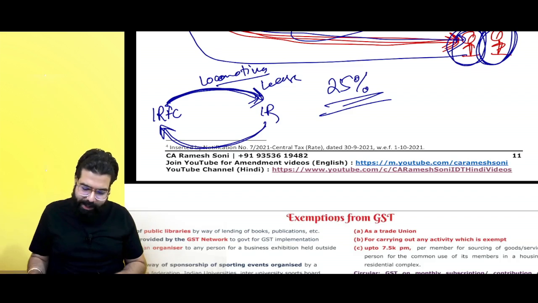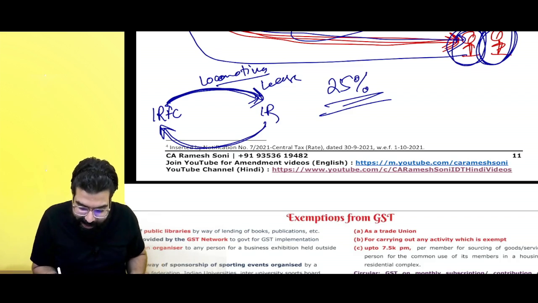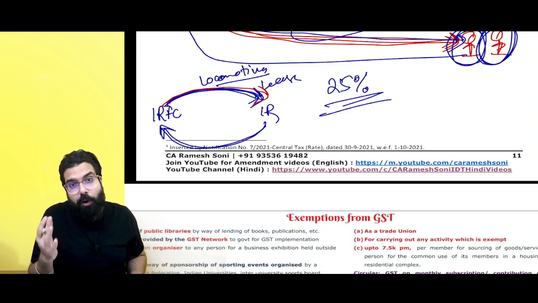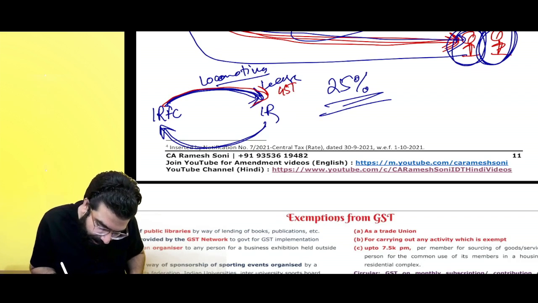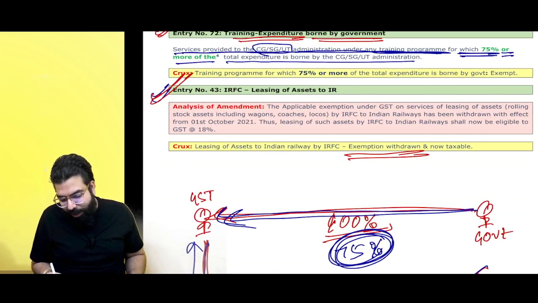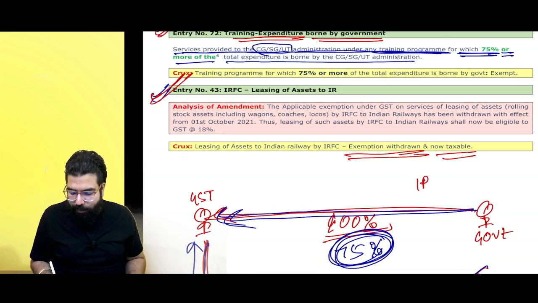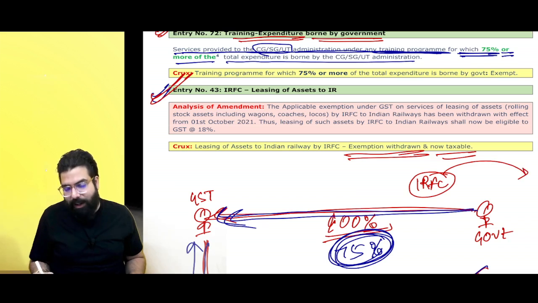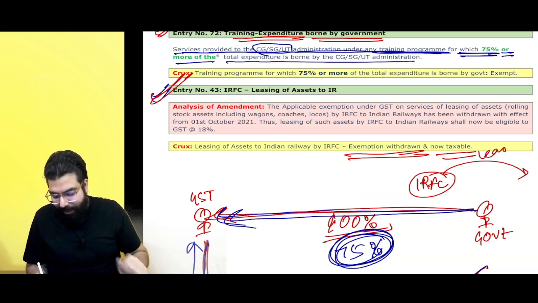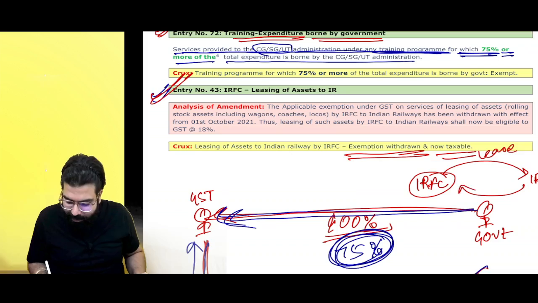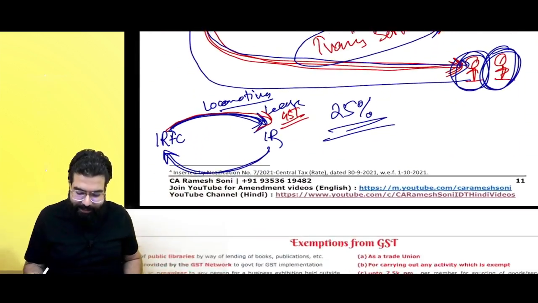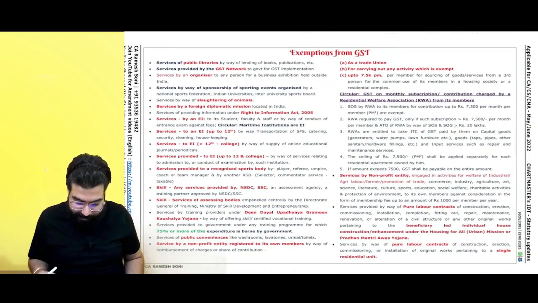It was exempted. Now the exemption has been withdrawn, and hence when IRFC leases out the rail car boxes, locomotives, etc., now GST will come. Earlier it was exempted, now the exemption has been withdrawn and it has become taxable. So whenever the Indian Railway Finance Corporation gives on lease all these wagons, coaches, engines, etc. to the Indian Railway, Indian Railway will also have to pay GST. Yes, sir. Point is clear. Exemption has been withdrawn and it is now made taxable.